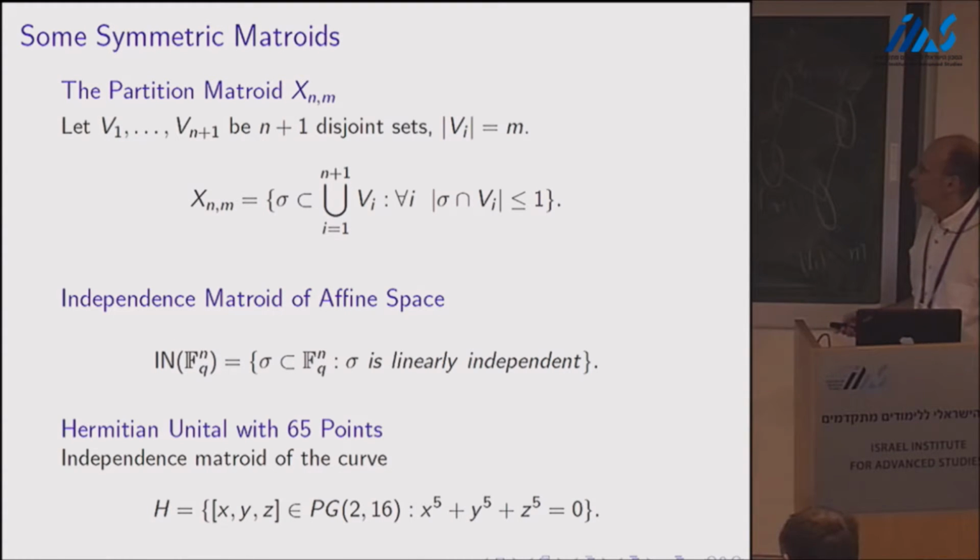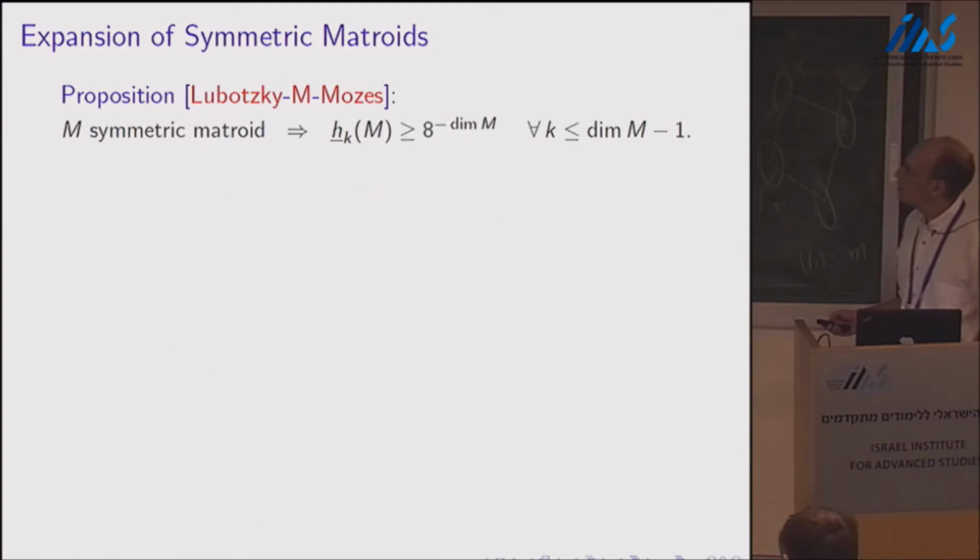Okay. Now for these symmetric matroids, we have the following uniform bound. If M is symmetric, then the expansion of M is at least some small number, a to the minus dim M, but this small number only depends on the dimension. And the exact dependence is actually interesting, and we are not sure whether it's exponential or not.